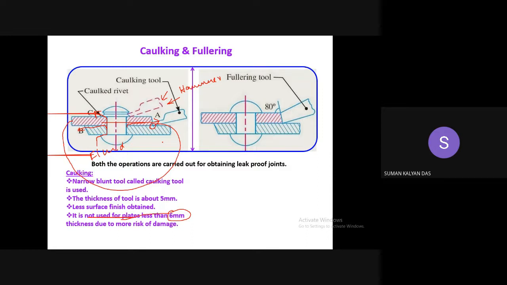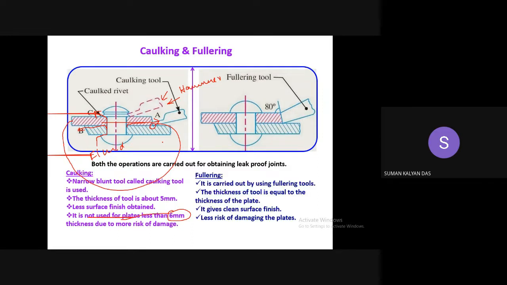Fullering is another way of achieving this leak proofness. How is it done? First of all, notice the tool; there is a difference in the tool geometry. Here the tool was relatively sharp, but here the tool is blunt. This tool is normally used for closing the gap between the two plates. For that, I have to bevel the edge of the plates by an amount of 75 to 80 degrees.